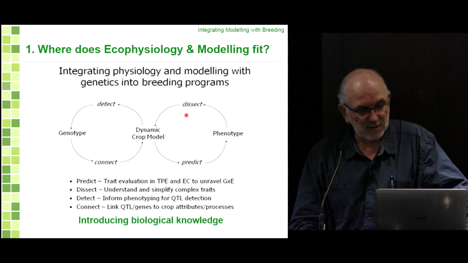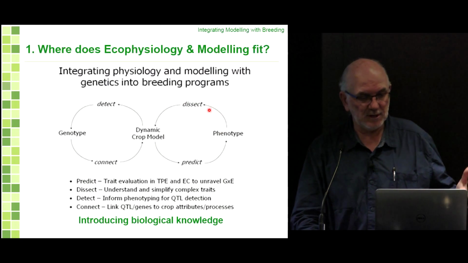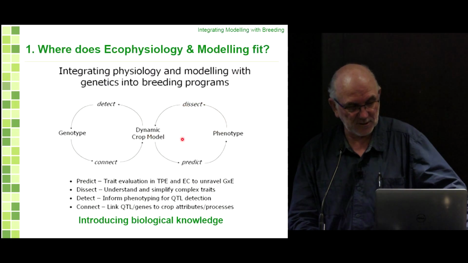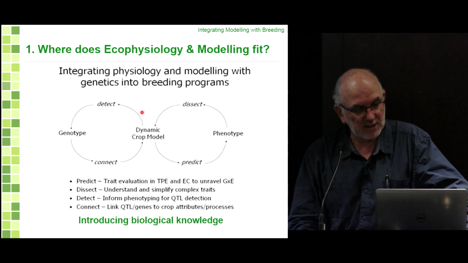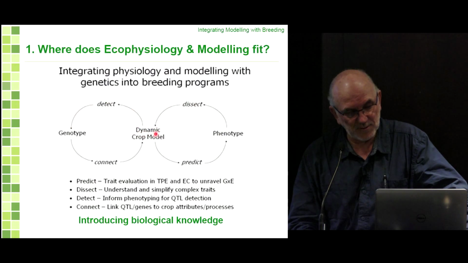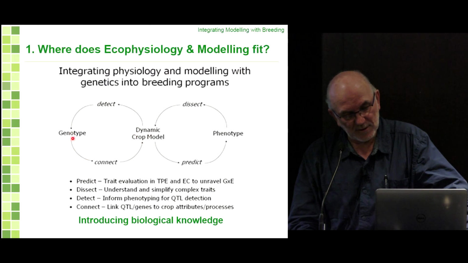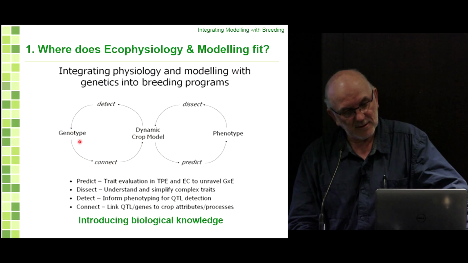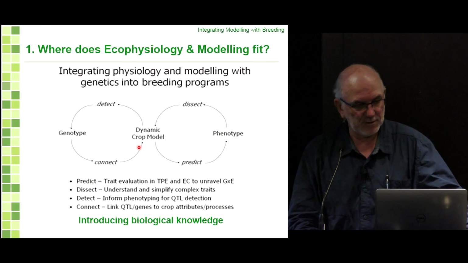And if you understand how complex traits work, so how you get to the phenotype from the interaction of components, a modelling framework actually helps you understand and dissect that out. It helps you then detect the genetic architecture underpinning that, because it helps you think about how to phenotype for it. And then you can connect back by looking at how those regions that control those underpinning causal factors associate back into the model, which enables you to predict, and you can keep going around. So that's the sort of logic flow of what we do.